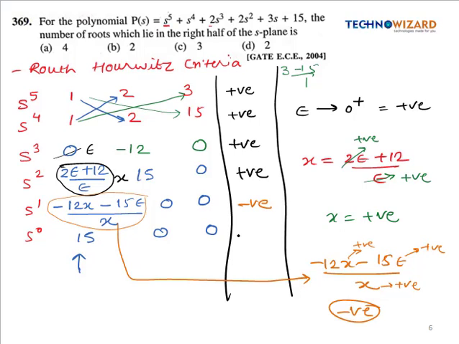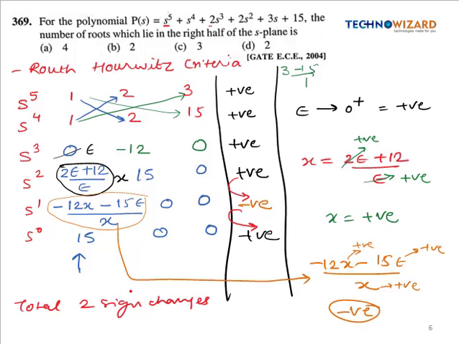Now see the sign changes. The first sign change is from positive to negative, then again from negative to positive, so a total of 2 sign changes are there. It means 2 roots will lie in the right half of the S plane, so option B is correct.